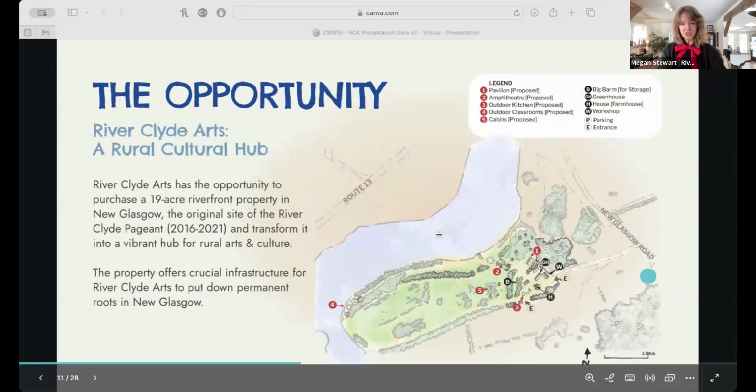And so then in early 2022, this opportunity presented itself to us. The 19-acre property in New Glasgow that hosted the pageant from 2016 to 2021 was put up for sale. And we launched a feasibility study to determine the financial, legal, and programmatic viability of a permanent home for River Clyde Arts. We completed a business plan, we did community consultations, and started working with fundraisers and consultants to lay the groundwork for a capital campaign.